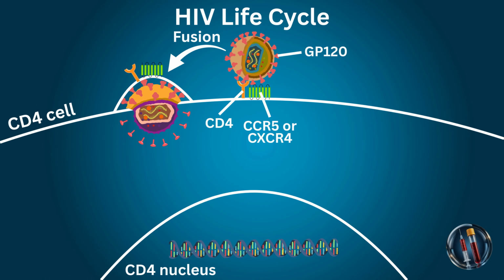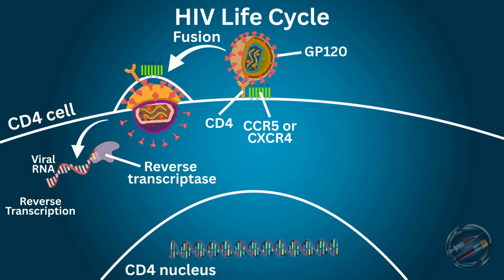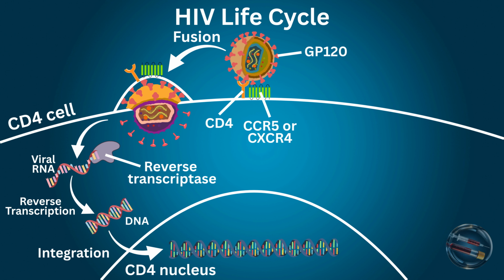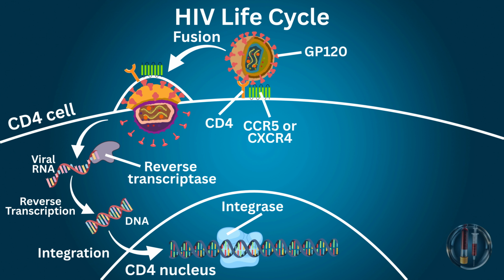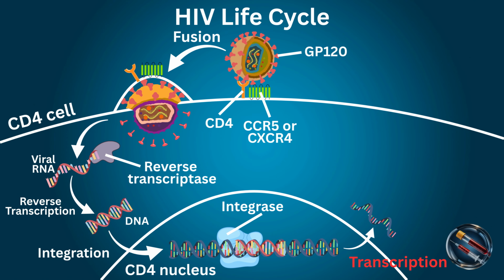Next, reverse transcription takes place, where the viral enzyme reverse transcriptase converts single-stranded viral RNA into double-stranded complementary DNA. Following this, during integration, the viral DNA enters the host nucleus, where the enzyme integrase inserts the viral DNA directly into the host genome. Thereafter, replication proceeds when host cell activation triggers the transcription of viral DNA into viral messenger RNA, which is then translated into long, non-functional polyprotein chains.